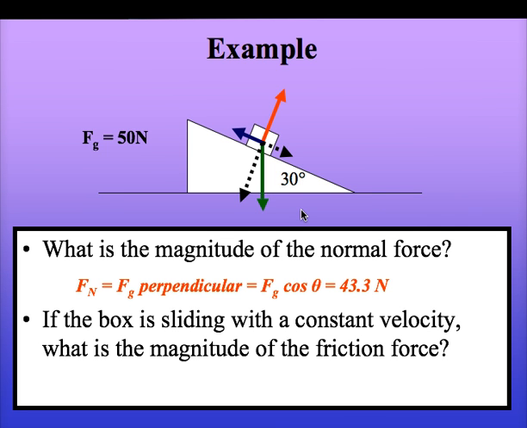If the box is sliding with a constant velocity, what is the magnitude of the frictional force? Well, by constant velocity, we know that this box is therefore in dynamic equilibrium. It must be equal to the force parallel to the plane. Fg sine theta, sine parallel, 25 newtons. And that's the inclined plane. It's not that hard. You just have to remember: cos onto and sine parallel.